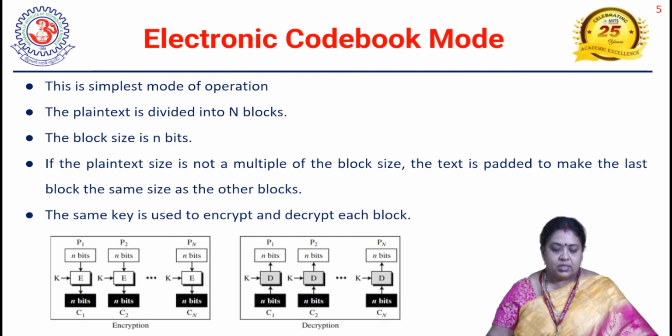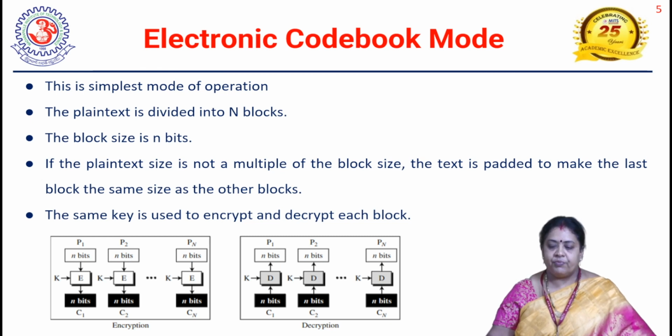Okay, so these blocks, how many blocks? The plain text should be a multiple of the block size. Suppose 64, so the plain text can be 64 or 128 or like that. Suppose the plain text is not a multiple of the block size, then we have to do padding. Padding means adding extra bits. Adding extra bits is called padding.